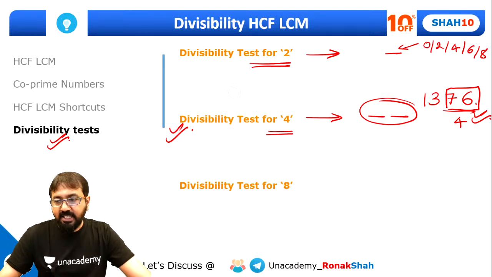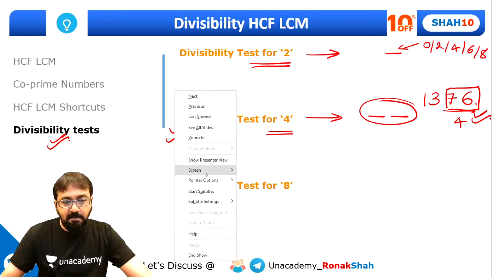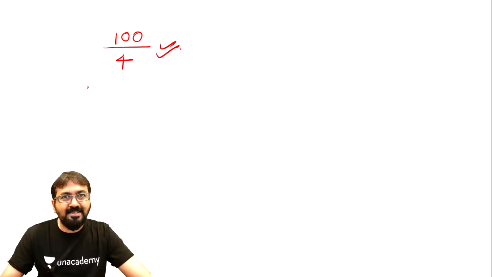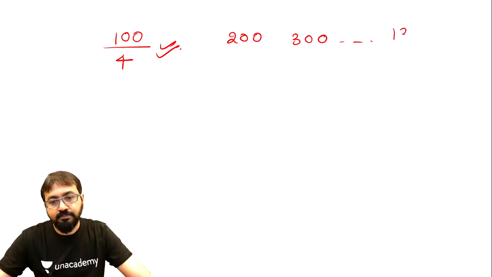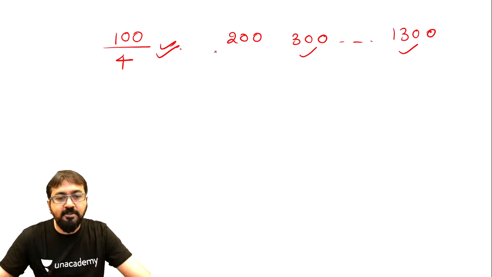So let me explain, guys. The reason is very simple. See, I'm sure all of you know this thing. 100 is completely divisible by 4. So any multiple of 100 will also be divisible by 4. Yes or no? All of these will be divisible by 4.